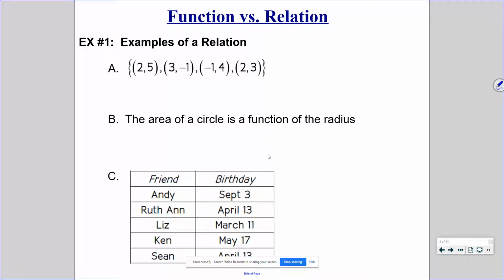So let's start with these. All I want you to do here is tell me whether it's a relation or if it's more specifically a function. Okay, so I'm going to explain function one more time. Here's another way to think of it.